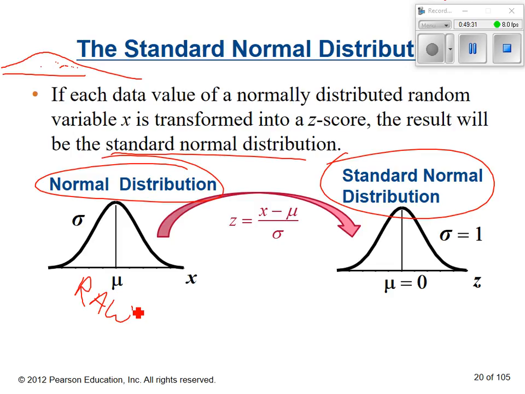Would negative 3.8 be a good z-score, Jesse? Well, that would be like way down here somewhere, right? Probably like 8.2, 8 points, somewhere around there.